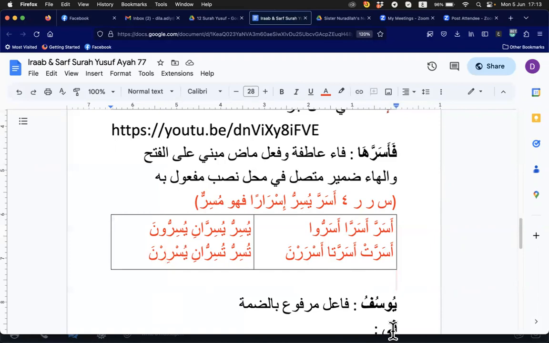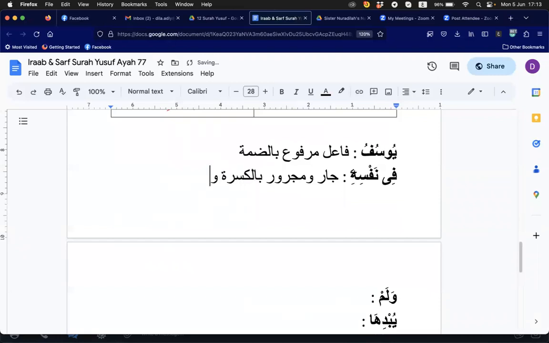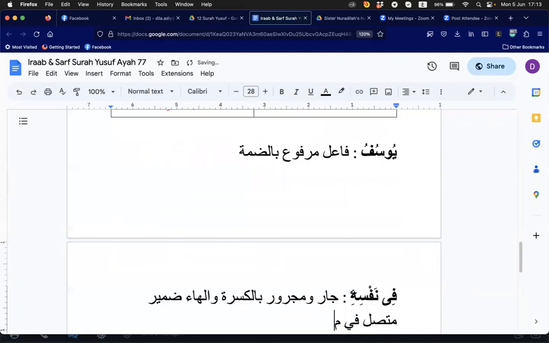Okay, that is mudha'af. Okay, back to Yusufa, the next word after Yusuf, fi nafsihi, jar wa majrur. We can put that together. Jar and majrur, what's the sign for the majrur? Bil-kasra, and the ha is a attached pronoun in the position of jarr by idafa. And the whole thing is mutaalliq bil-fi'l, which is asarra.